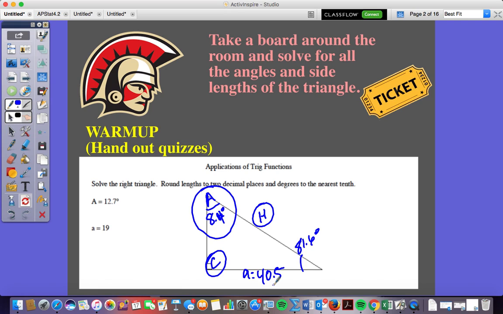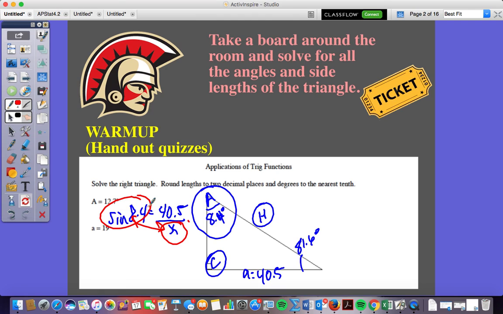So again, if we were looking at this, we could just say sine of 8.4, make sure you're in degree mode, equals opposite, which is 40.5, over hypotenuse, which is x, okay? Now, some of you do it a bunch of different ways. If the variable's in the bottom, you can actually flip-flop these two if you wanted to. Or you could multiply by x on both sides and divide by sine of 8.4. Y'all follow me on that? I think we've done this before.